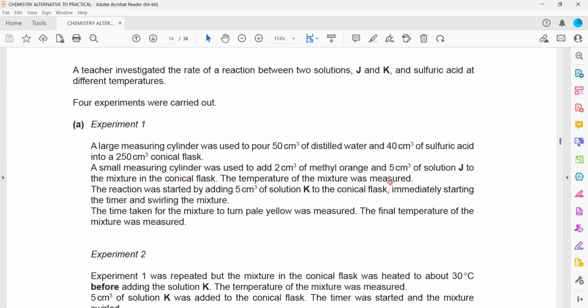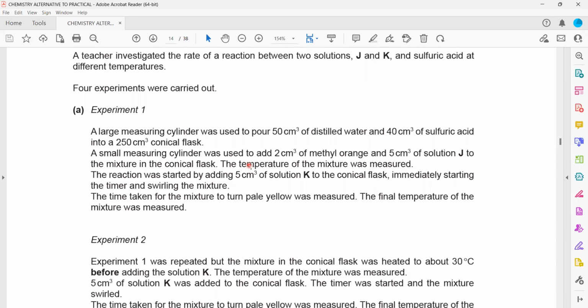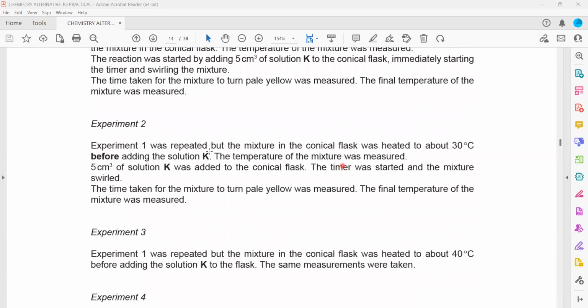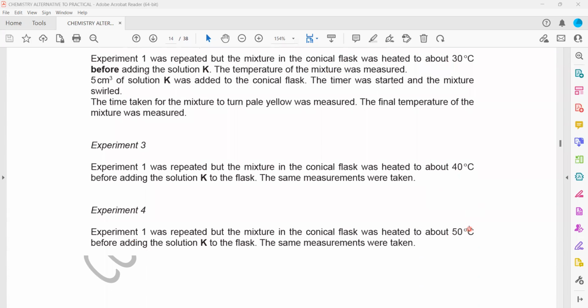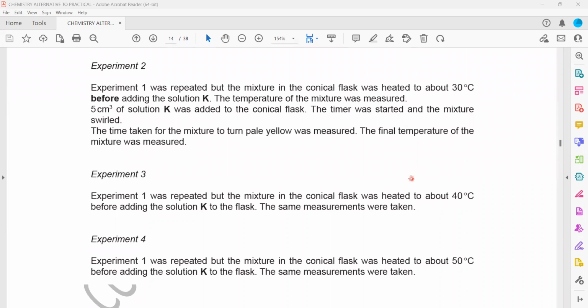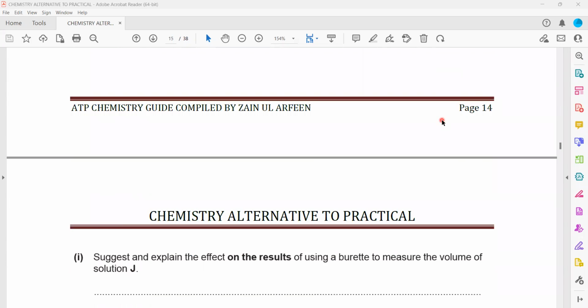The temperature of the mixture was measured. The reaction was started by adding 5 cm cube of K into the conical flask, immediately starting the timer and stirring the mixture. The time taken for the mixture to turn pale yellow, or light yellow, was measured. The final temperature of the mixture was measured. And then experiment 1 was repeated but the mixture in the conical flask was heated to about 30, then to 40, then to 50, because we are investigating how the temperature affects this reaction. So we are changing the temperature.